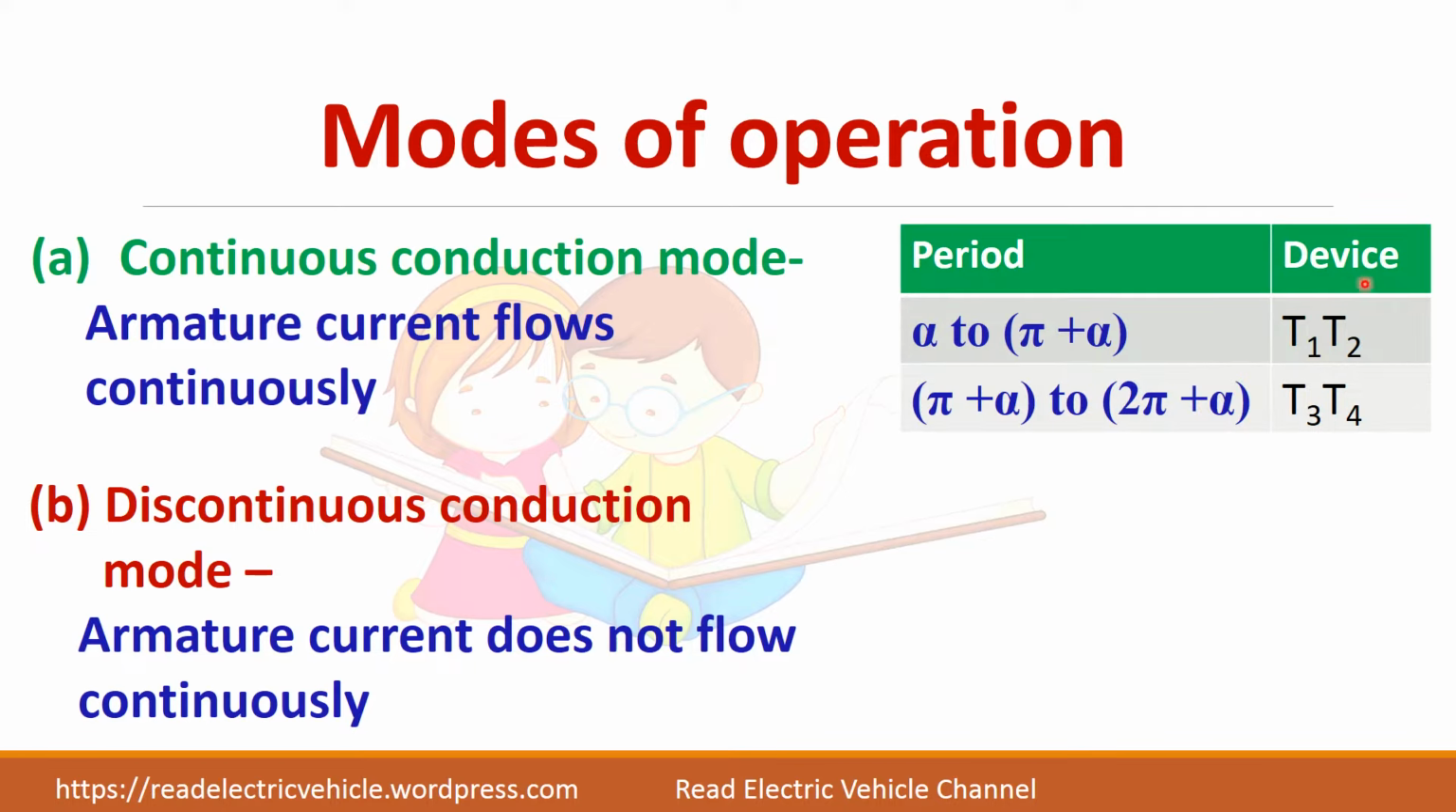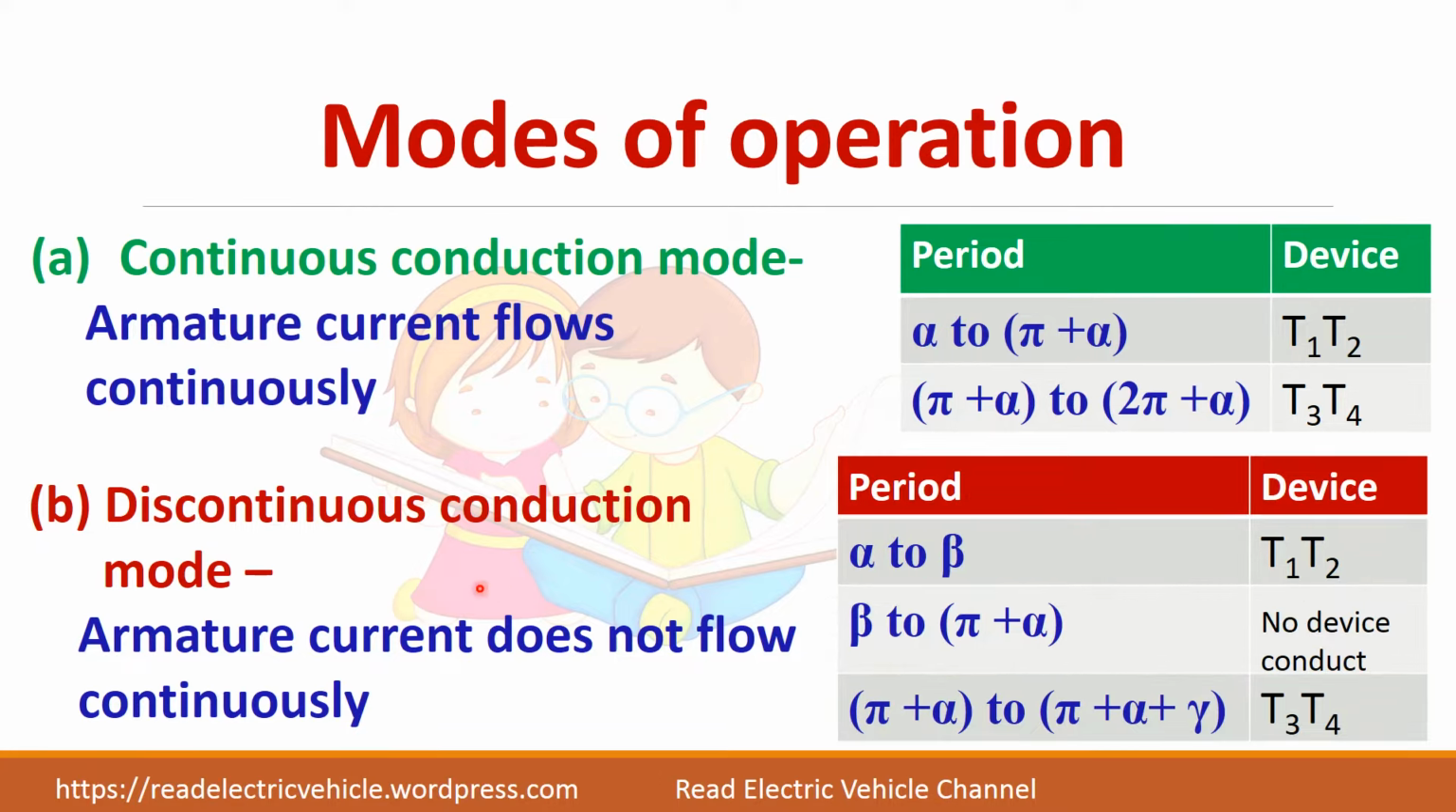If you see the period and the device, alpha is the instant at which we give the gate pulse for the thyristor. From alpha to pi plus alpha, T1 and T2 will be conducting, and from pi plus alpha to 2 pi plus alpha, the other 2 devices will be conducting. So in this case, there is continuous conduction, and the current flows continuously.